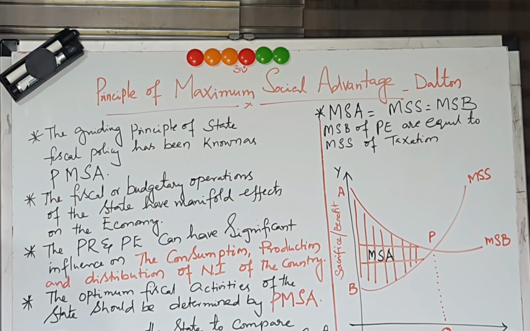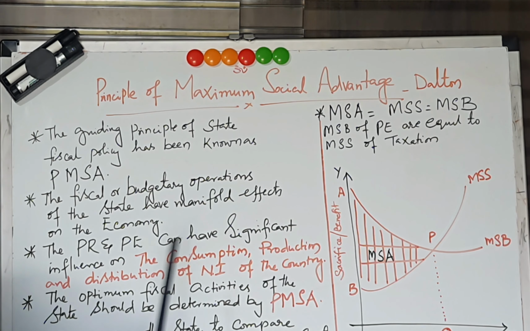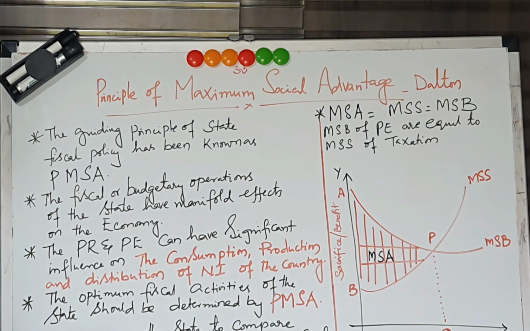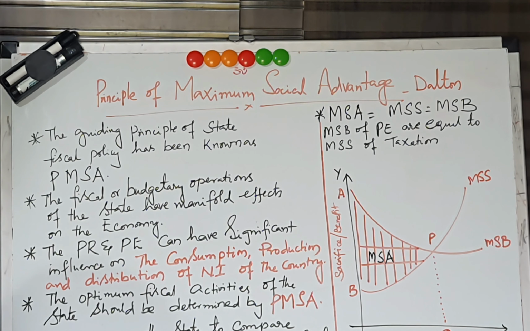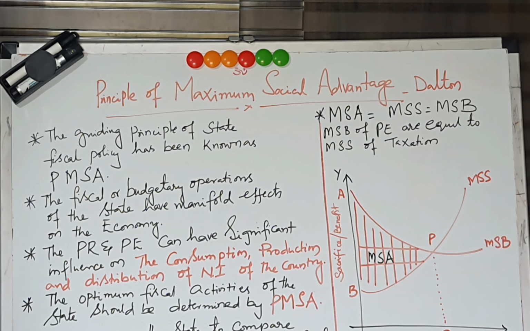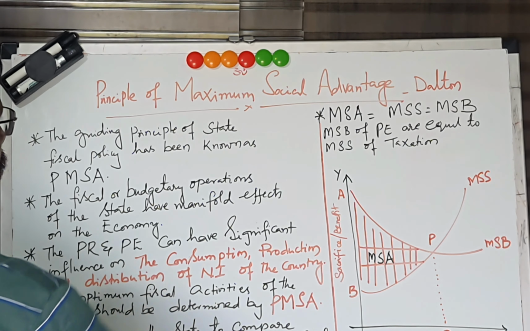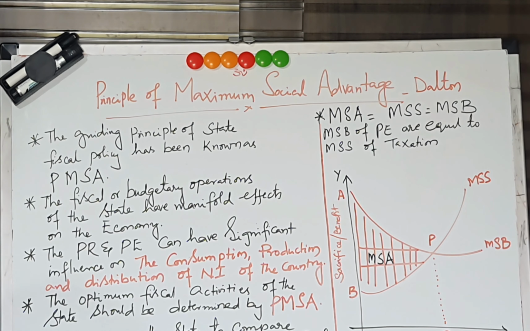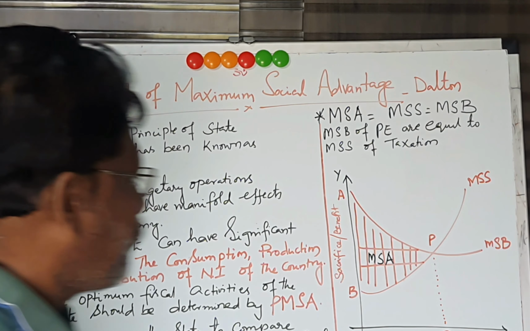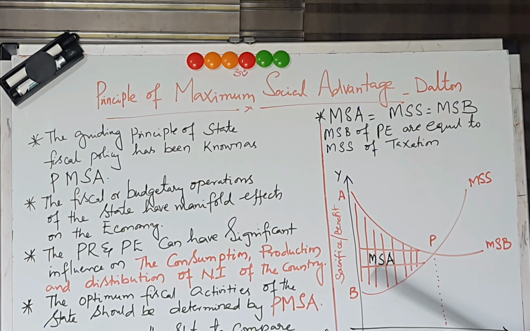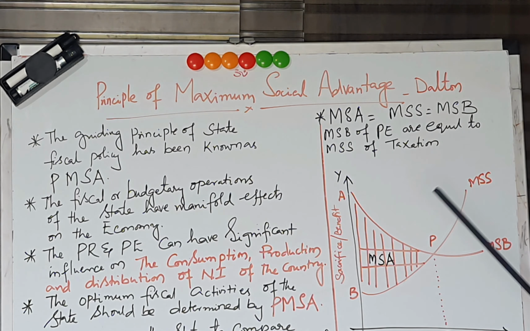The satisfaction is experienced by the group of people. So there are sacrifices on one hand, and benefits on the other hand. Marginal social sacrifices should equal the marginal social benefits. The point where the maximum social advantage is achieved is point P, where MSS equals MSB. Maximum social advantage is achieved at the point P. So APB is the maximum social advantage.